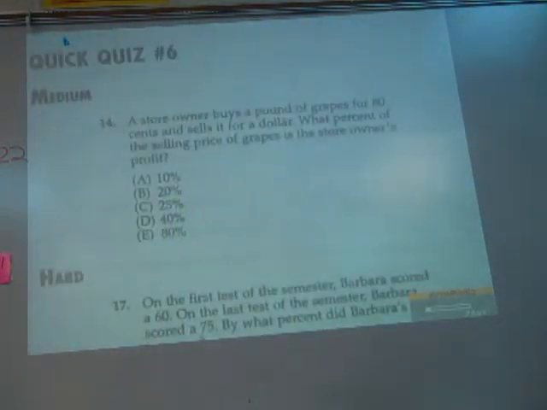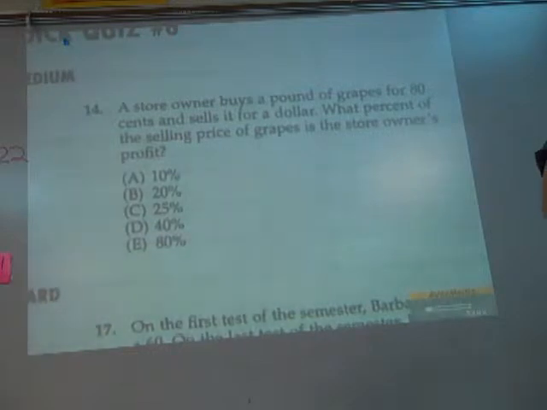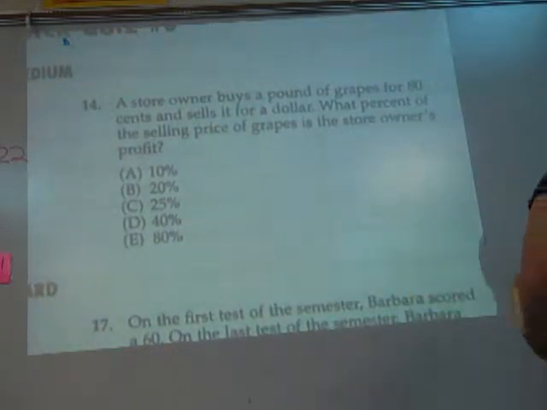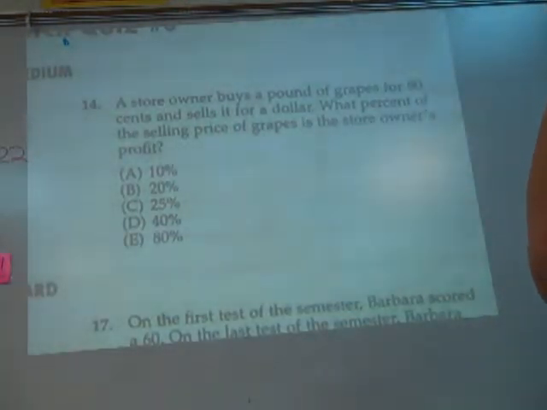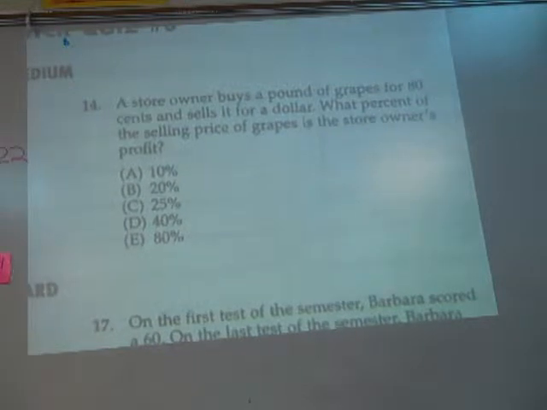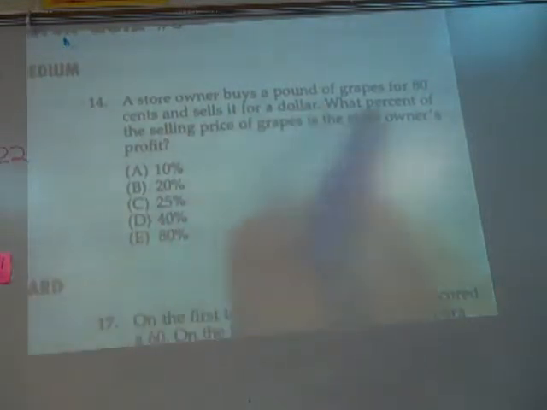Okay, so let's look at the medium. A store owner buys a pound of grapes for 80 cents and sells it for $1. What percent of the selling price of grapes is the store owner's profit? Okay, so this is kind of the same idea, except they're telling you basically what formula they want you to use. So he bought them for 80 cents and sold them for $1.